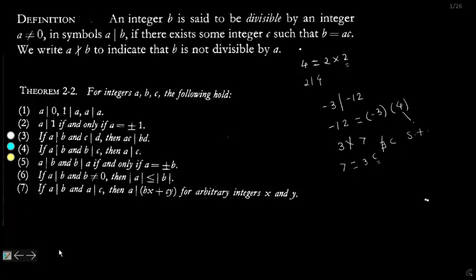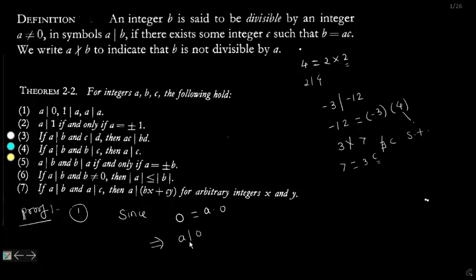Let us see the proof of this theorem. First one, we have to show that a divides 0. How can you show that a divides 0? It means 0 can be written as a multiple of a. Since 0 is equal to a into 0, and a into 0 is 0 always, this implies that a divides 0.